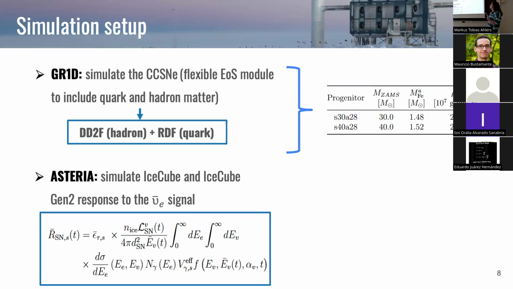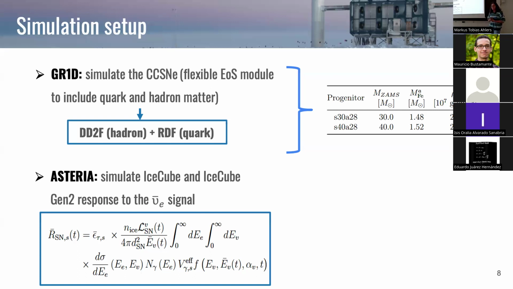And we chose to analyze two progenitors, one a 30 solar masses progenitor that ends up in a quark star remnant, and another more massive one that exceeds the mass that the equations of state can handle. So after the second collapse, it goes into a black hole. So it's a delayed black hole because it happens after the second collapse. But I'm just going to present the first one for the purpose of time.